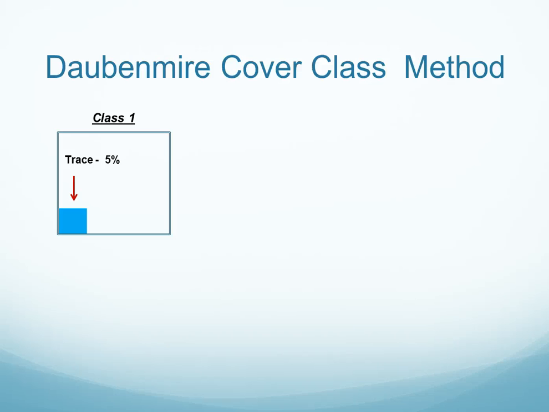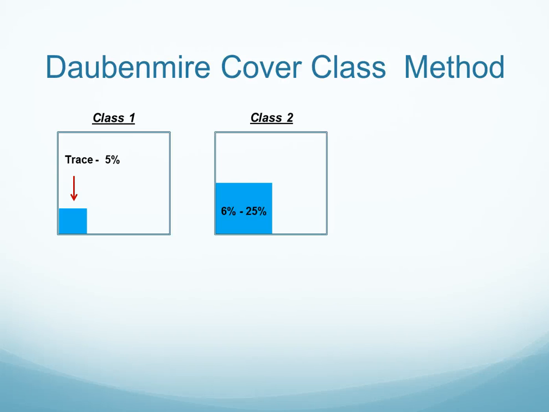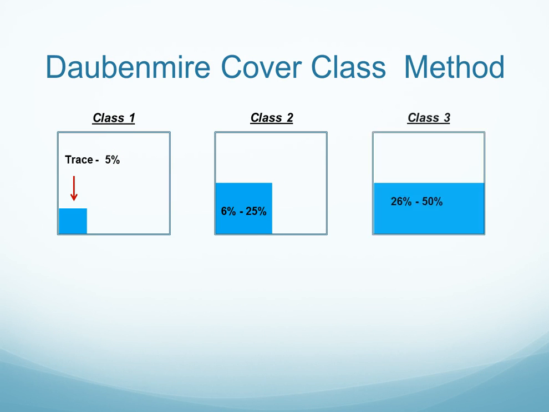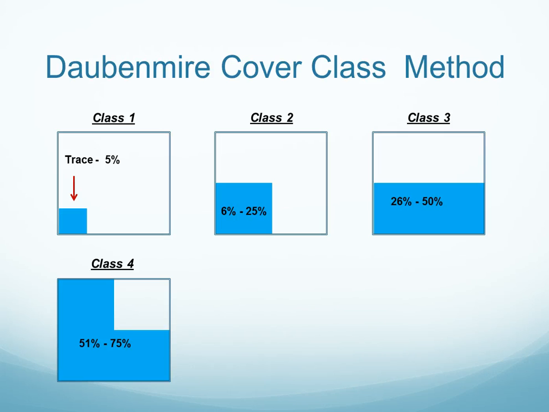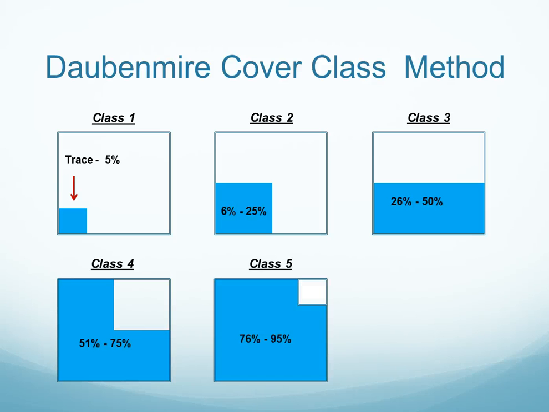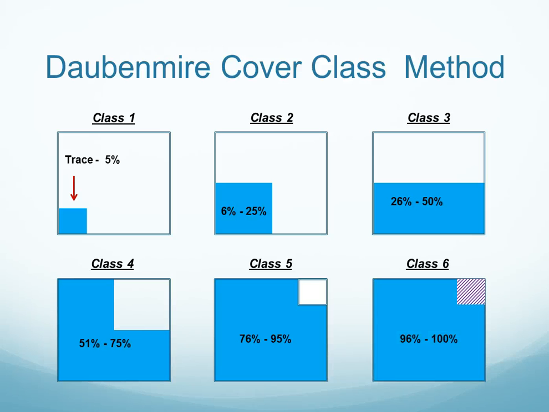These are cover between a trace to 5% for class 1, or for class 2, anything greater than class 1 but less than 25%. Class 3 is anything greater than class 2 but less than 50%, so between 26 to 50%. Class 4 is anything greater than class 3, so greater than 50% but less than 75%. Class 5 includes the range between 76 to 95%, and class 6 includes the range between 96 to 100% cover of the plot.